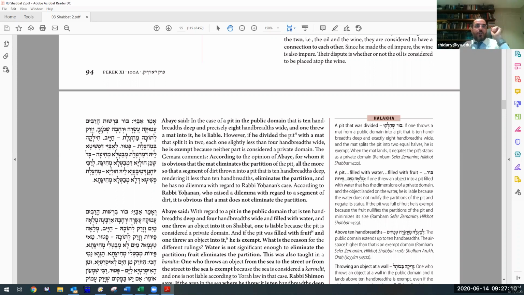So this is a variation on it. Now I have something that's 10 deep and double wide. Okay, it's 8 tefachim wide. So it's enough for two borot. I take a mat and just throw it into it in no particular place, and it lands all twisted. Chayav.